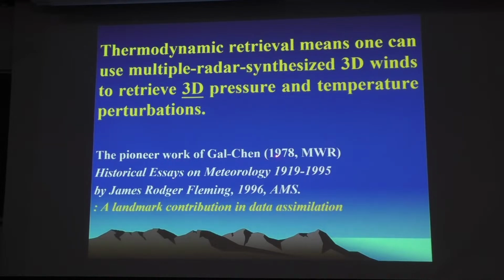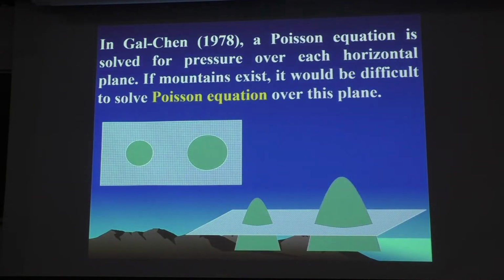proposed by Gal-Chen back in 1978. And this work was considered a landmark contribution in data assimilation in this book. However, in Gal-Chen's technique, a Poisson equation needs to be solved for the pressure over each horizontal plane. So if a mountain exists like in Taiwan, it will be very difficult to solve this Poisson equation over this plane, because over your horizontal plane you will see data-empty areas here and there. So that will make the solution very, very difficult.